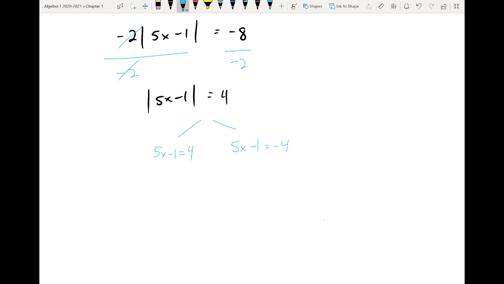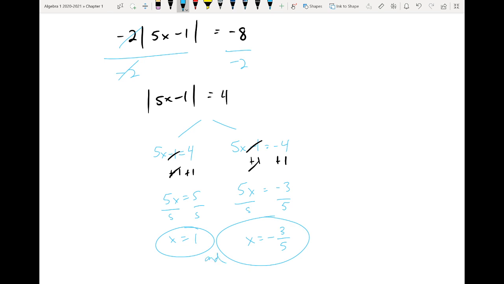and then I solve, right? Plus 1, plus 1. 5x is equal to 5, divided by 5, divided by 5, so x is equal to 1. And on the other side, plus 1, plus 1. 5x is equal to negative 3. Divided by 5, divided by 5. And x is going to be equal to negative 3/5. And those are my two answers.